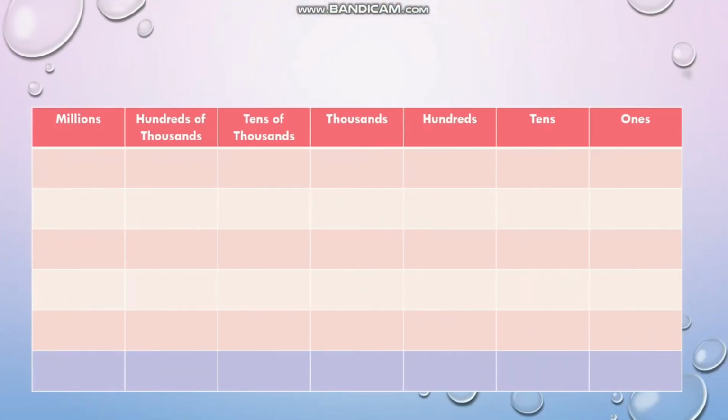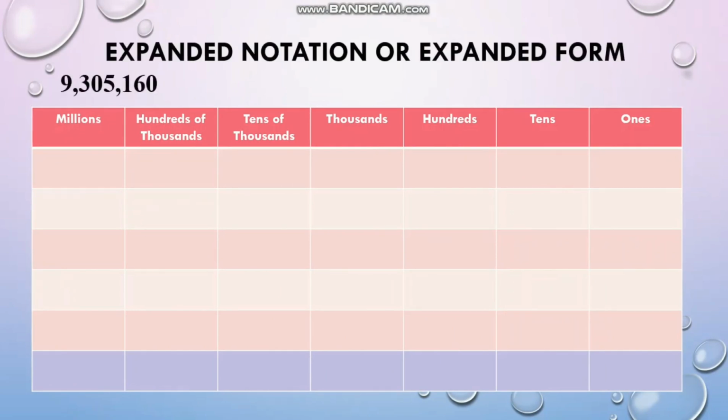Let's look at another number, 9,305,160. This number also has 7 digits from ones to millions. So we can draw up our columns with millions to ones from left to right or ones to millions from right to left. Let's look at the first digit on the left, 9.